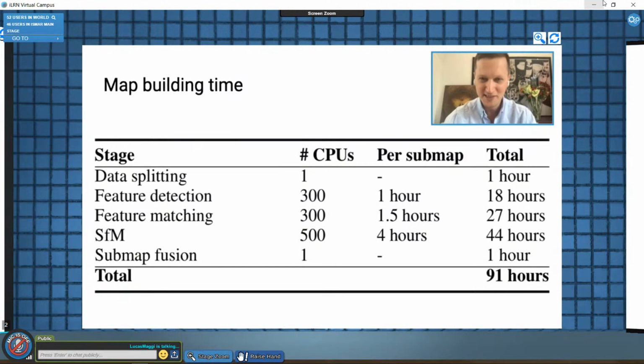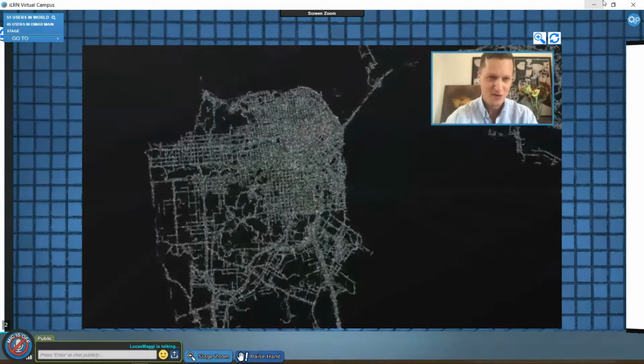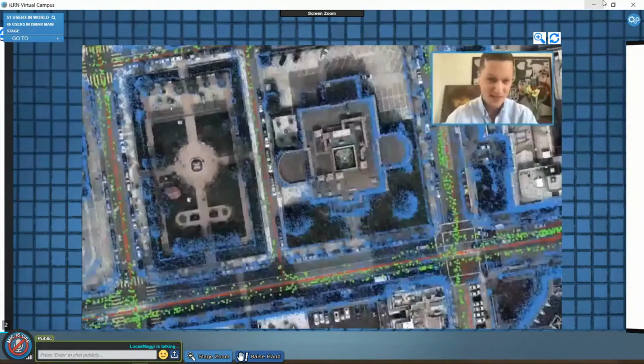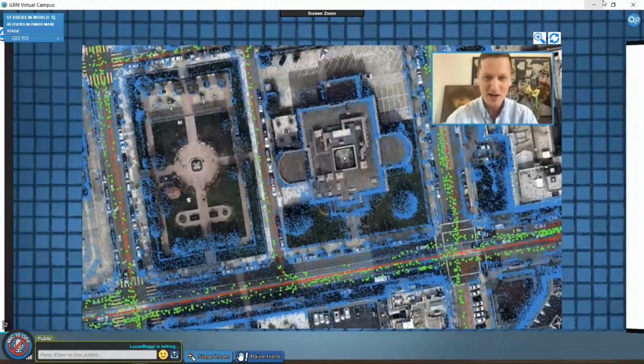The resulting computation takes 90 hours on a cluster of computers, but because of its horizontal scalability, it can be significantly speeded up by employing more computers. The final map can be visualized in a form of point cloud, as shown here. It contains billions of points capturing the structure of the city. It can be also overlaid on top of existing 2D maps, where you can see the map aligning with existing structures, such as buildings.